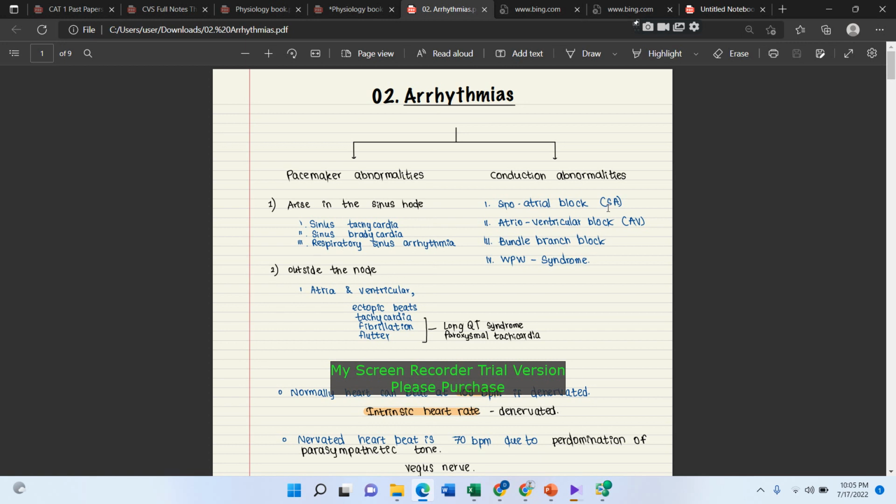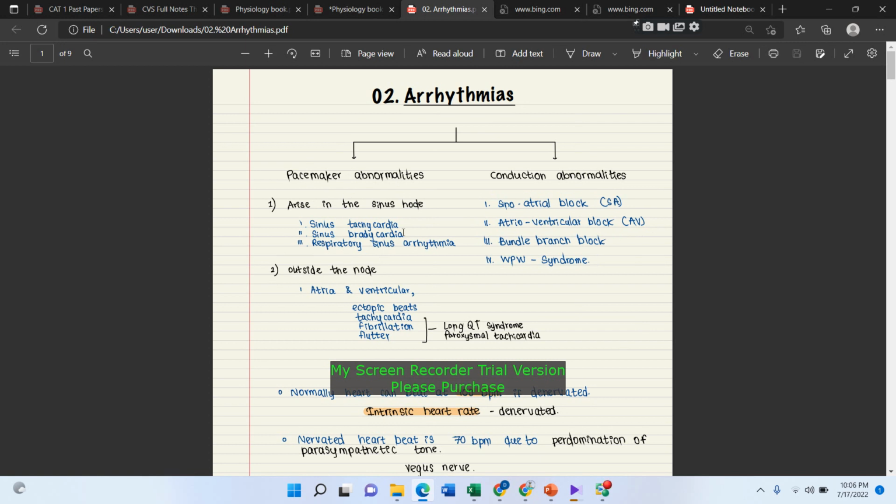So let's talk about it. There are two types of arrhythmias: pacemaker abnormalities and conduction abnormalities. Pacemaker abnormalities means the problems that arise with the sinus node. It can be either arising within the sinus node or arising outside the node. The conduction abnormalities are other problems with other components of the conduction system in the heart. So pacemaker means problems associated with the SA node.